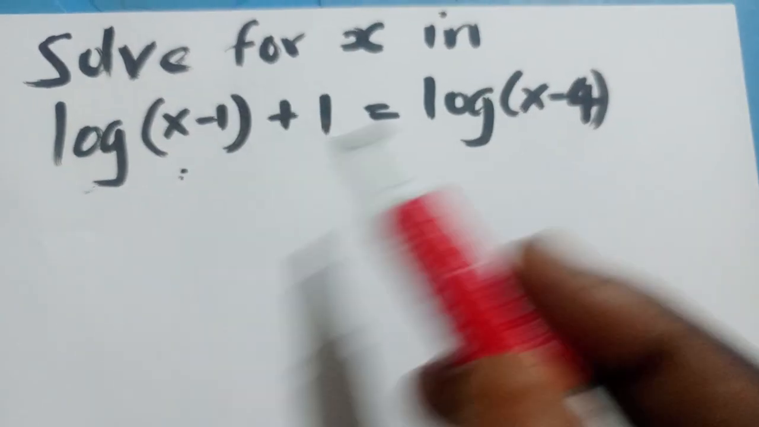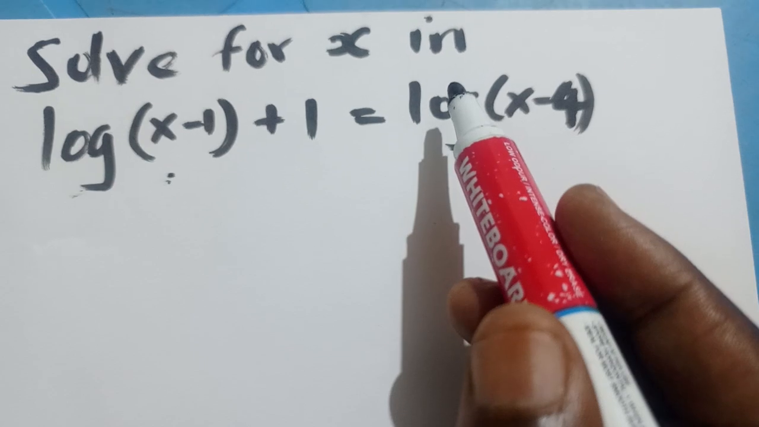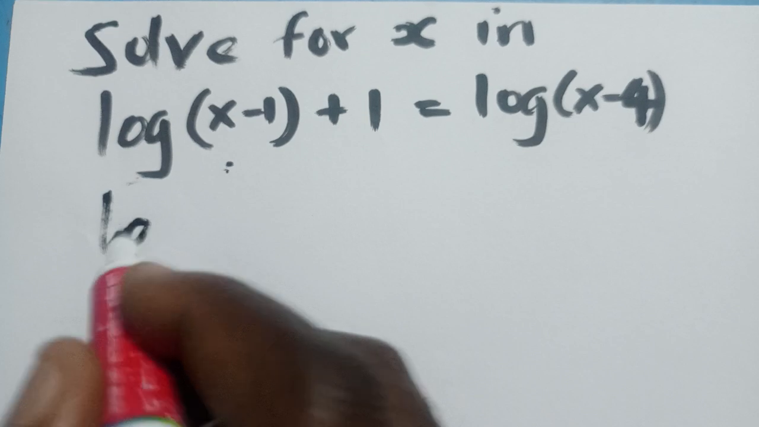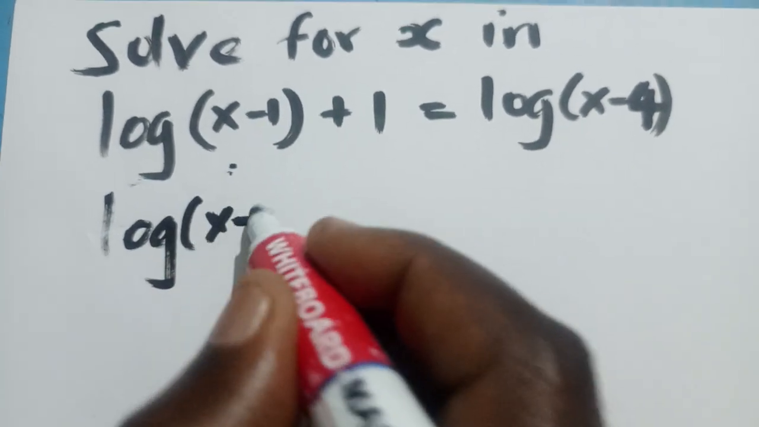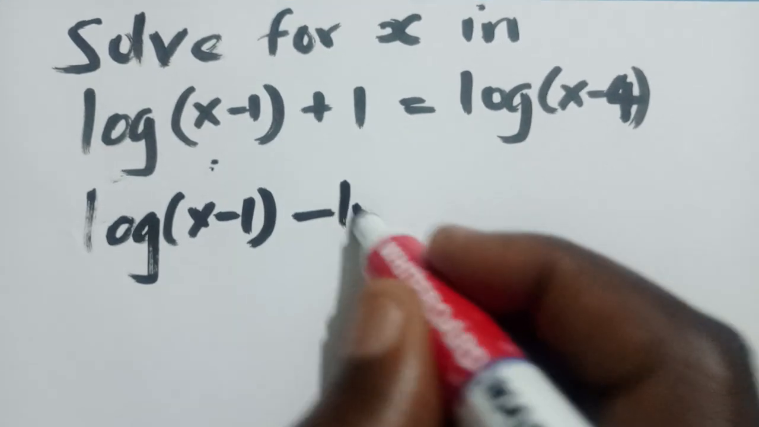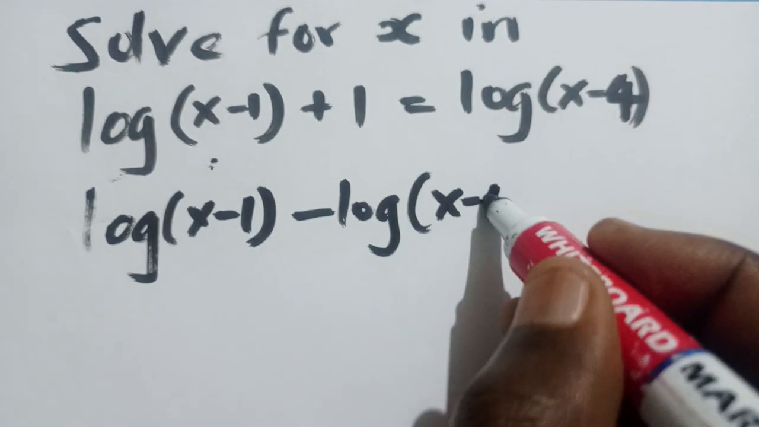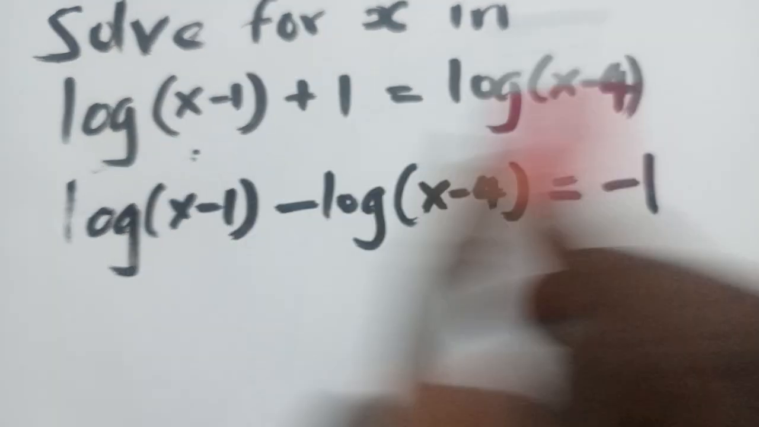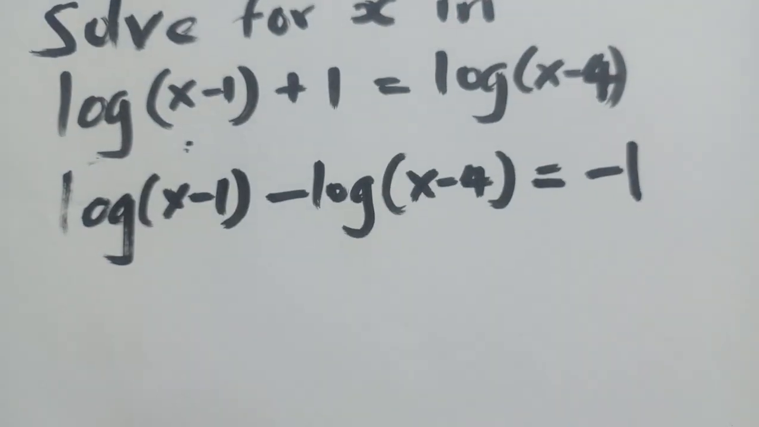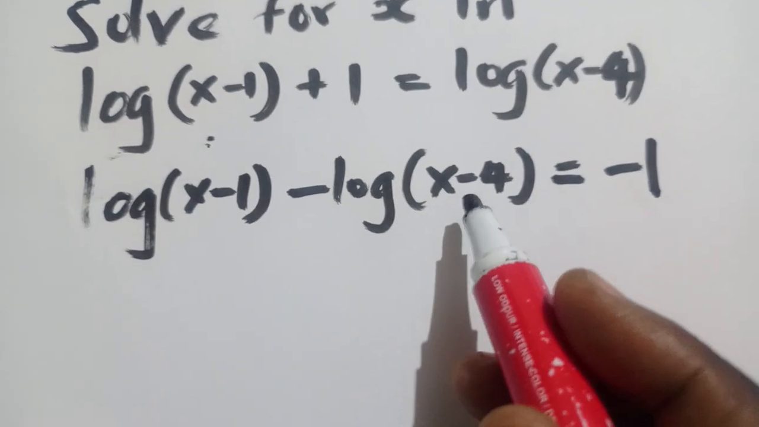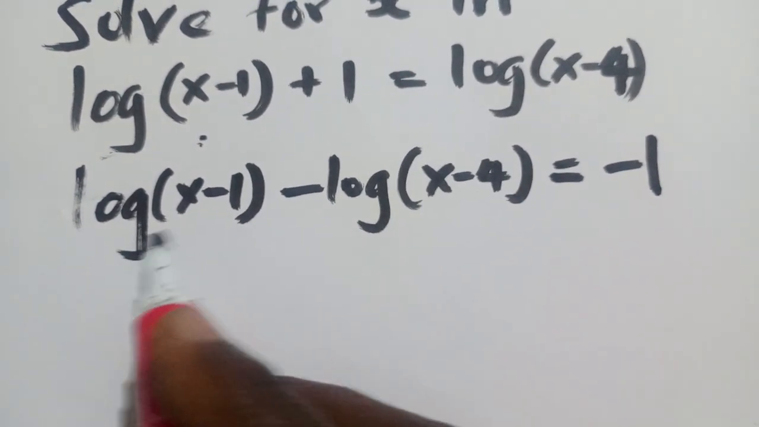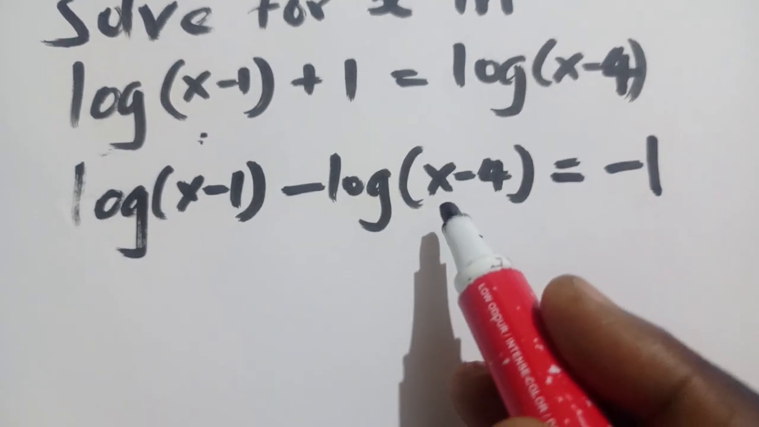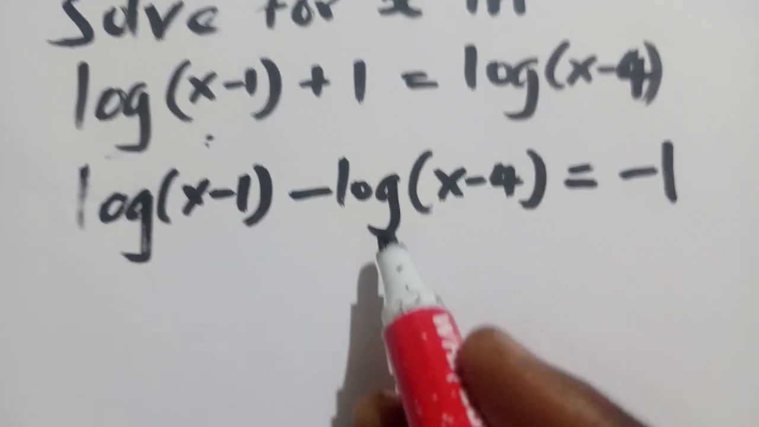In this case, I would bring what is on the right hand side to the left hand side and take this 1 to the other side, so that we'll have log of (x minus 1) minus log of (x minus 4) is equal to negative 1. When this 1 is taken to the other side, it becomes negative. Then whenever we subtract a log, we want to consolidate this side. It is two parts, log of (x minus 1) minus log of (x minus 4), and I want to consolidate it into one thing.